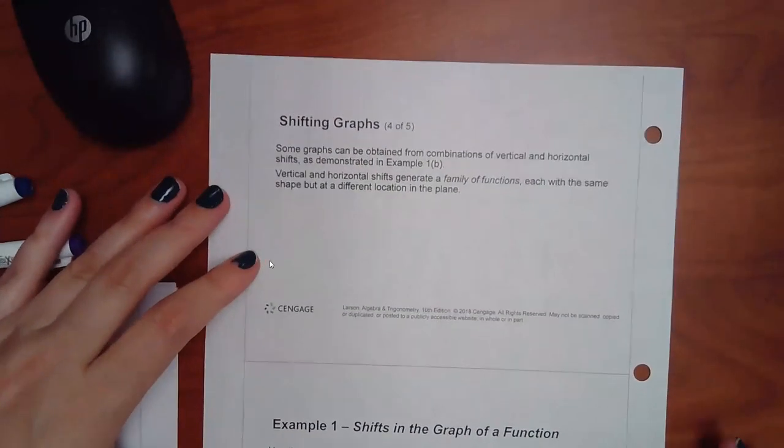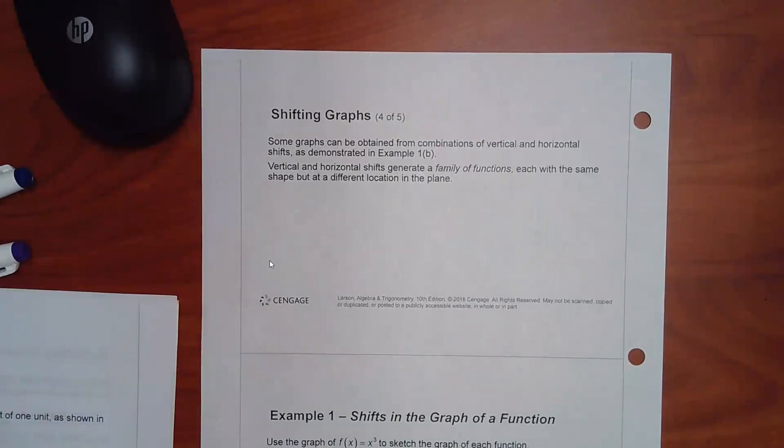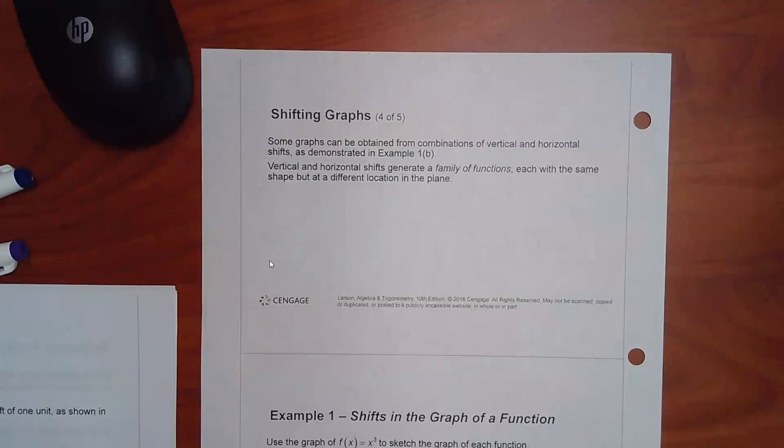Okay, so it says some graphs can be obtained from combinations of vertical and horizontal shifts, as demonstrated in example 1B. So we'll get there. Essentially, we just looked at two functions that had one thing happening for each one, right? One graph shifted up and that was it. The other graph shifted to the right and that was it. But sometimes you can have more than one thing happening at the same time. You could be shifting up and to the right at the same time, okay? And they're going to have an example of that in 1B.